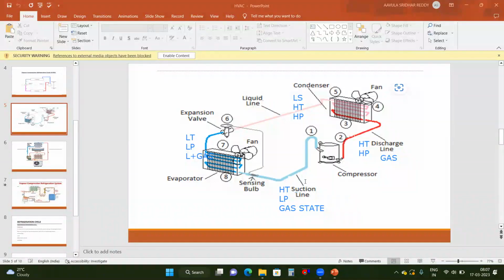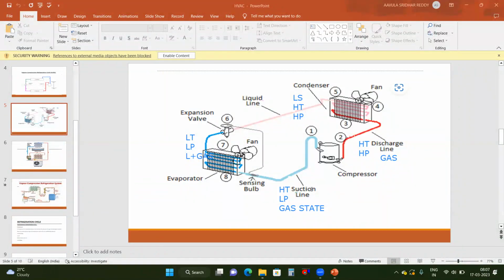Somebody may call it a return line or supply line, but in technical terms we need to call the supply line the liquid line and the return line the suction line. Okay, we will also use these in our upcoming classes, but don't forget these lines. Here I will show the working of the refrigeration cycle in a simple way.